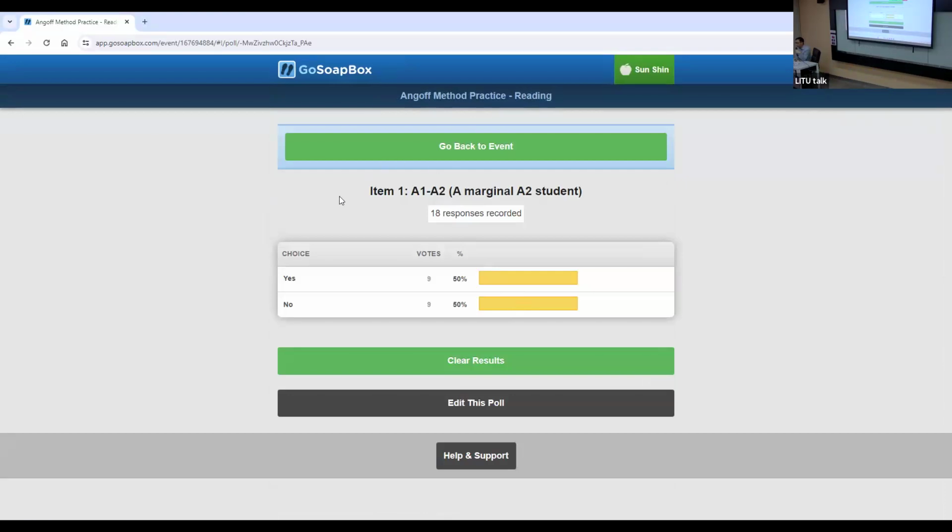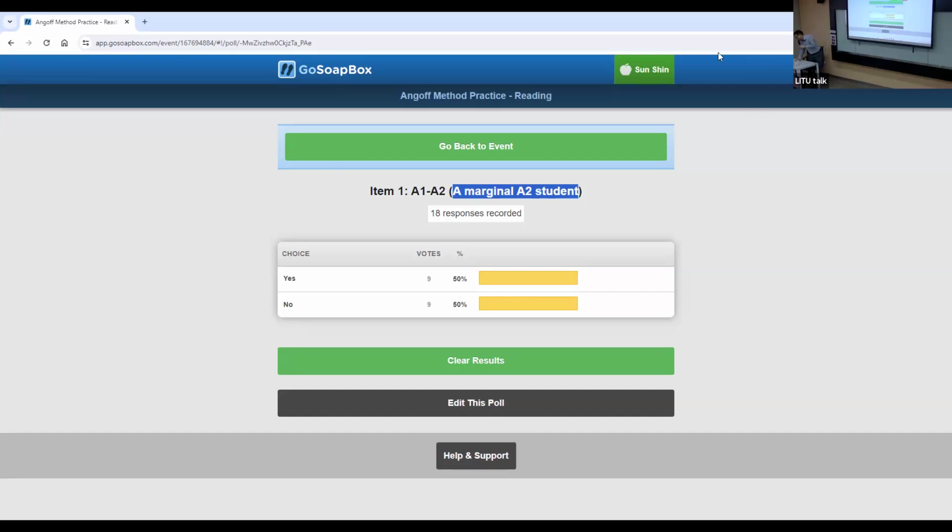So, item 1, if you are hypothetical marginal A2 students, do you think that student would answer the item correctly? If it's yes, click yes. If it's no, click no. Okay, so the key is these are marginal A2. They're not typical A2. They're just beyond A1 level. They're A2, but they're marginal, minimally accepted A2, right?